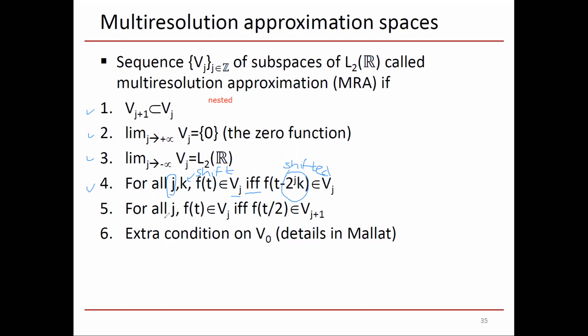Property number 5. For all the j's, f of t is an element of Vj if and only if f of t over 2, which is a slower function, is an element of Vj plus 1. So we're seeing that the Vj plus 1s are slower, and they contain fewer functions. And because of that, in the limit of large j's, we only have the zero function. There are extra conditions on V0. For example, you can look at the textbook by Mallat for details.